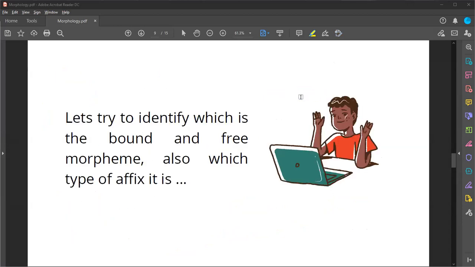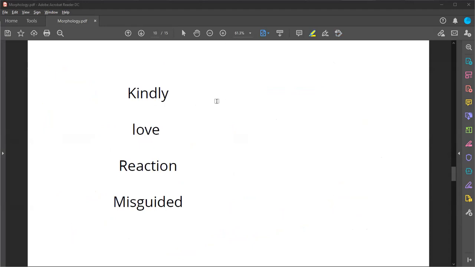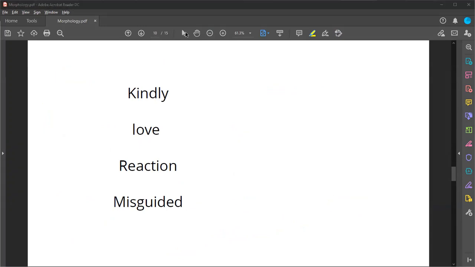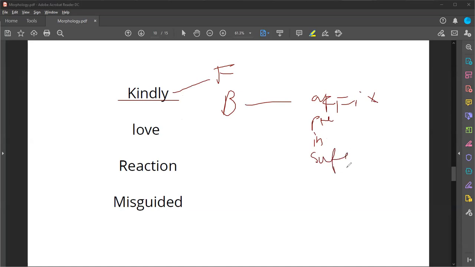And okay, right now let's try to identify which is the bound and free morpheme, and also which type of affix it is. Okay, so in here, let's try for example. Class, I want you to please try this out. The kindly, which of them is the free, the bound, or in bound? What type of affix? Is it the pre? Is it the in? Or is it the suff? Okay?